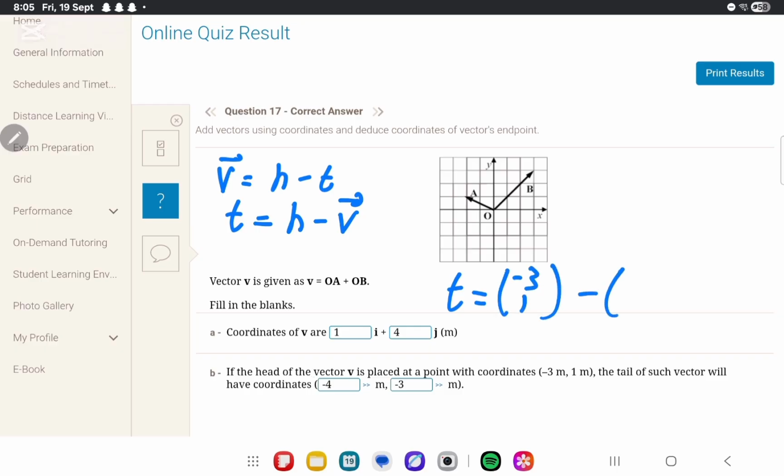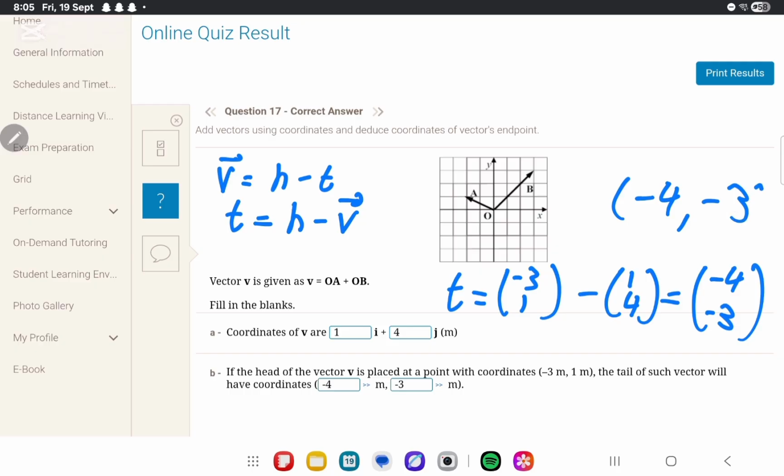Then minus the vector. The vector is 1 and 4. So negative 3 minus 1 is negative 4. 1 minus 4 is negative 3. So it's going to be negative 4, comma, negative 3.